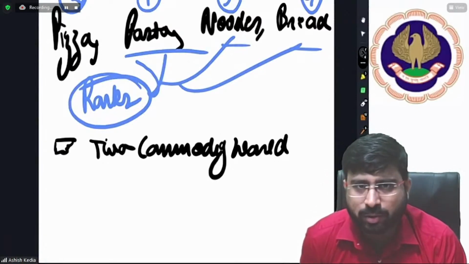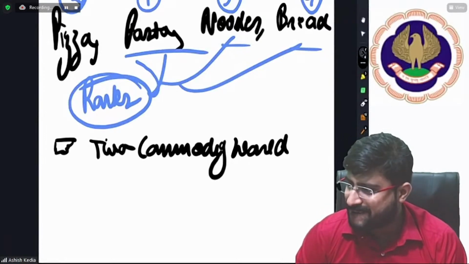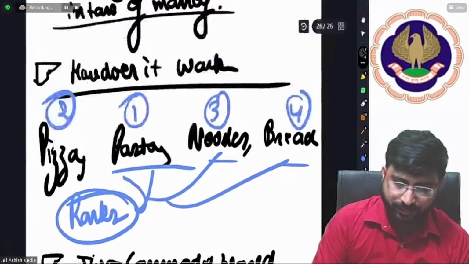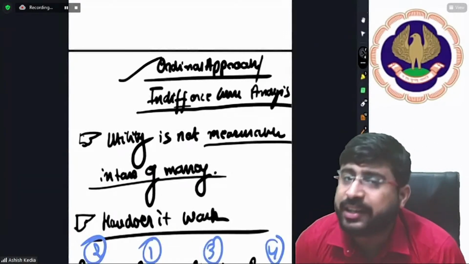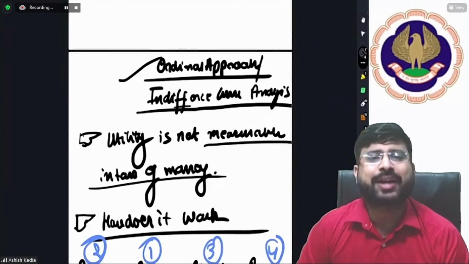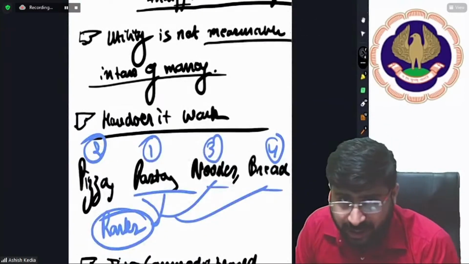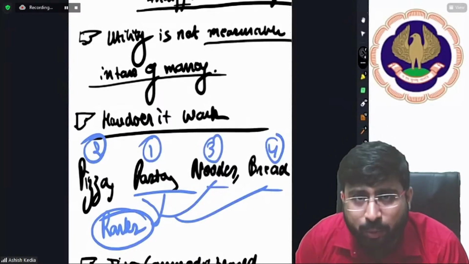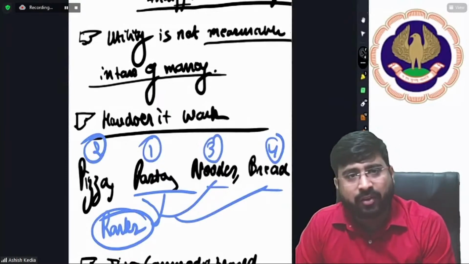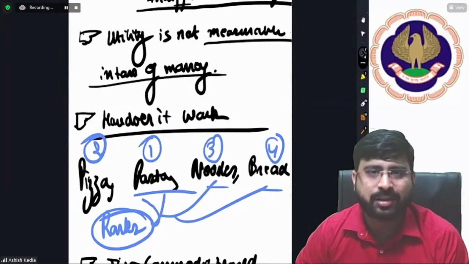Yes, my dear friends. Because in the ordinal approach, there is an assumption that utility cannot be measured. That's why we have to give rank. If utility could have been measured, we did not need to give rank. Here utility cannot be numerically measured and numerically expressed. And therefore, it becomes necessary to give them rank.